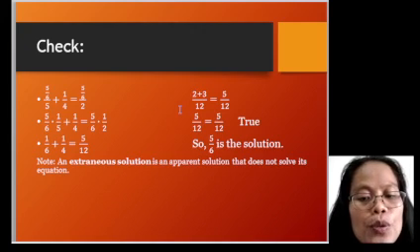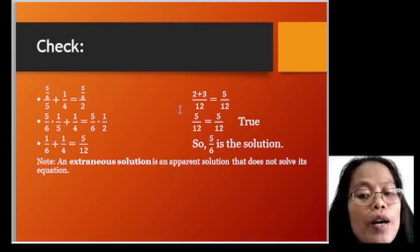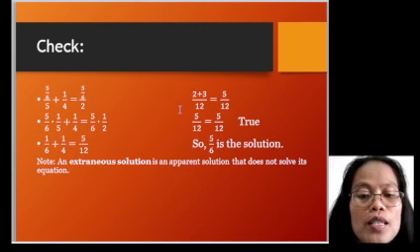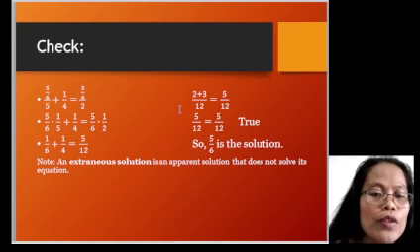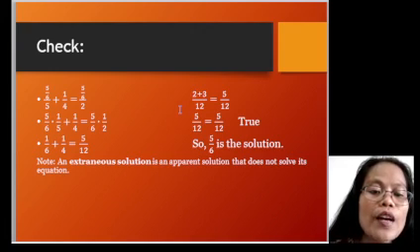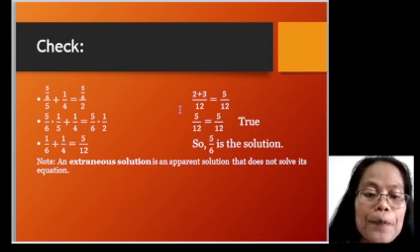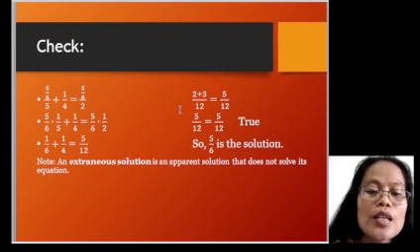So we have to simplify. 12 divided by 6 is 2 times 1 is 2, and 12 divided by 4 is 3 times 1 is 3, equals 5 over 12. And 2 plus 3 is 5 over 12 is equal to 5 over 12. And now the left and right side of the equation are equal, and it's true. So 5 over 6 is the solution. So therefore, our solution is correct.